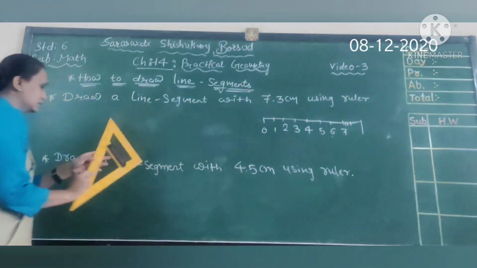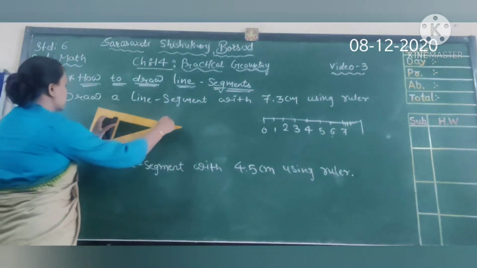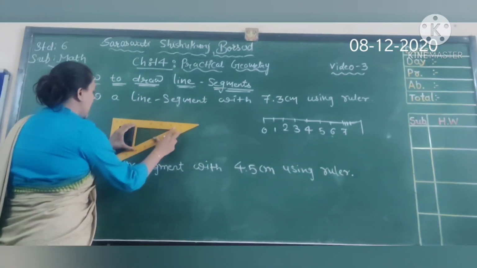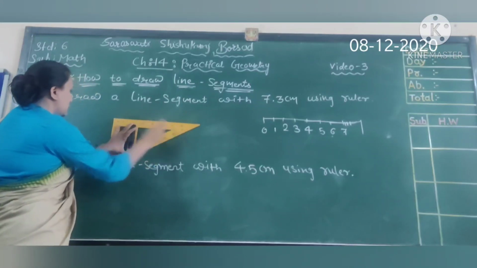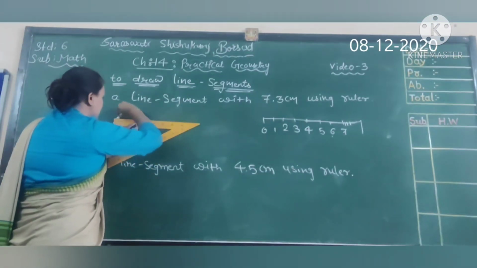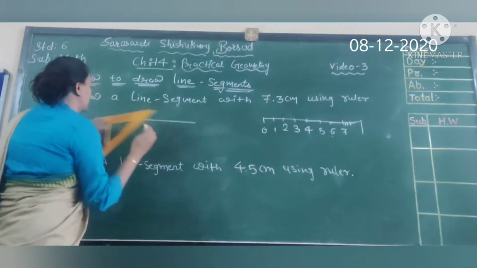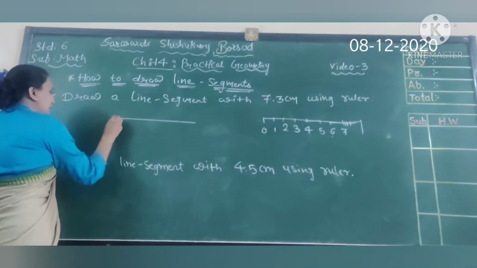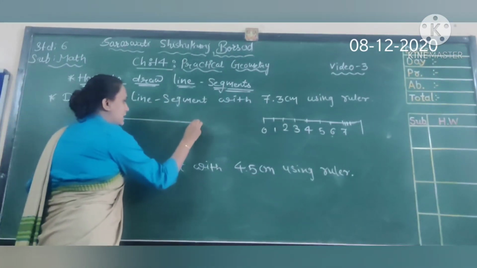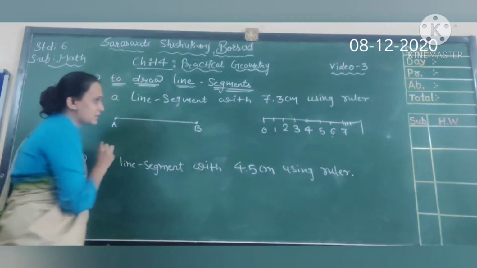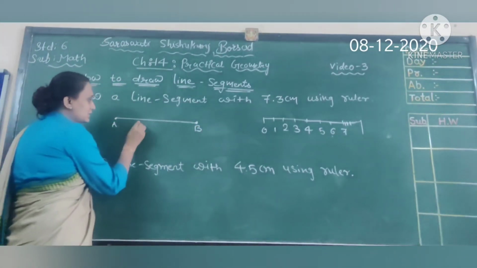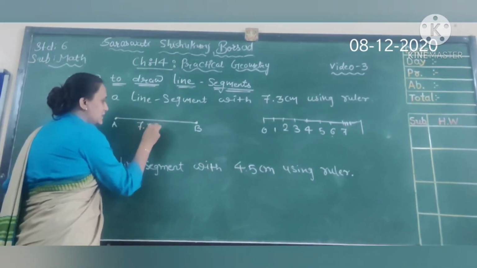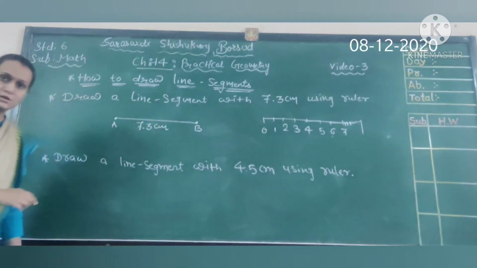So let us start. You have to use your scale. So here I have my scale, okay. So from 0, I take a measurement of 7.3 cm. Let us name it A and here B. So if you measure it, then it is 7.3 cm.